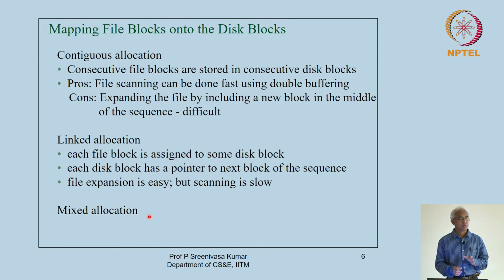You can take a policy like this, where you use mixed allocation, with a contiguous chunk of disk blocks for some part of the file, and again put a pointer. The hope is that when you are trying to insert a new file block, it's easier. You don't have to read and write lots of disk blocks. You only have to read the disk blocks that are involved in that particular segment in which this new block is going. Okay. So mixed allocation is also possible.